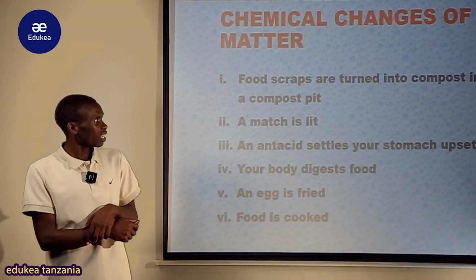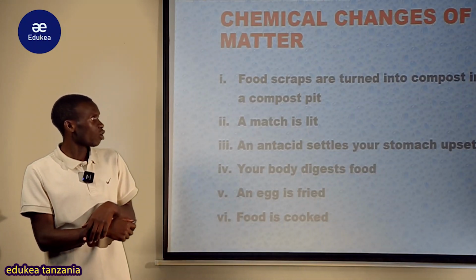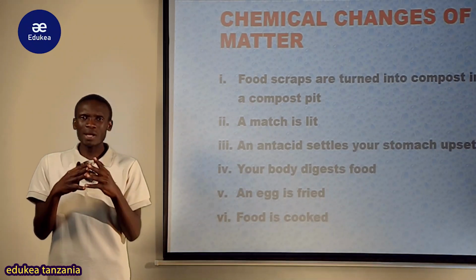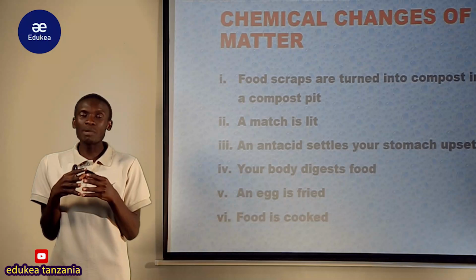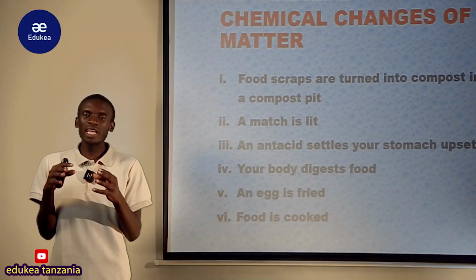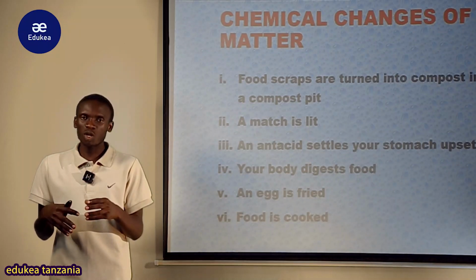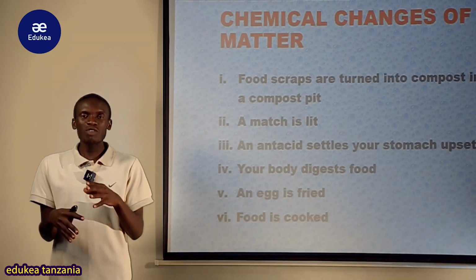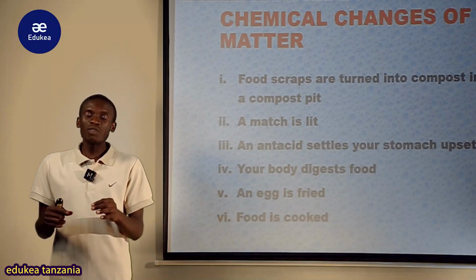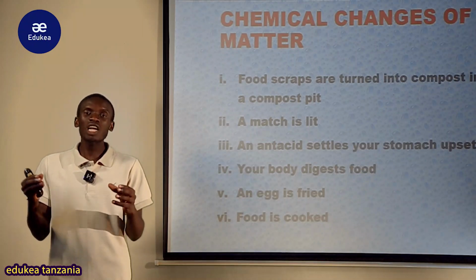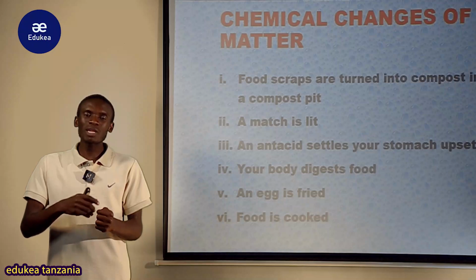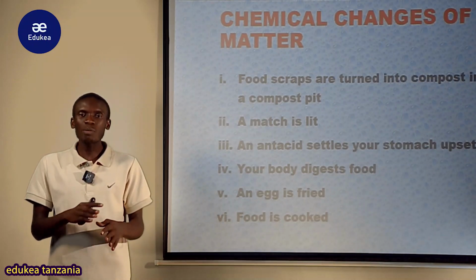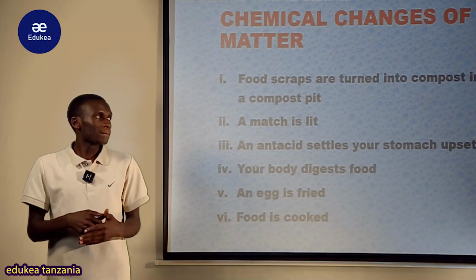Here we say that food scraps are turned into compost in compost pit. Kwa mfano mabaki ya chakula, mabaki ya mimea ukiweka, unatengeneza mbolea, compost manure. Vitu vilivyooza vinawekwa pale. Vikishaoza, ile mbolea inakuja ni tofauti kabisa na yale mabaki ya chakula. Ilianza pengine na mabaki ya chakula, baadaye inatengeneza kitu kingine kabisa tofauti na cha mwanzo. Chemical composition yake ni tofauti kabisa.